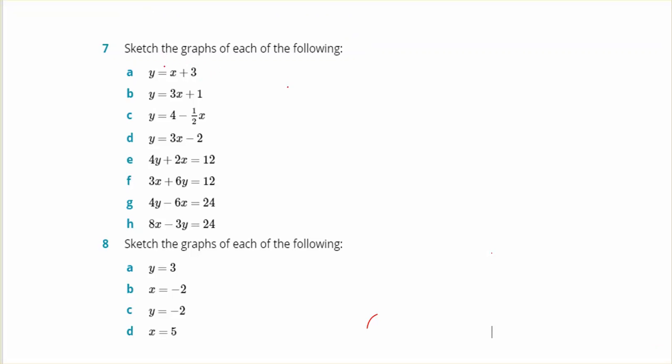So for example, if I look at 7a, we have an equation that's in the gradient-intercept form because I can read what the gradient of this graph is, which is 1, and the y-intercept being 3. In order to draw a line, we need 2 points. The first point we can ascertain from the equation, because y is the subject, is that we've got a y-intercept of 3. So I can automatically draw a y-intercept of 3.